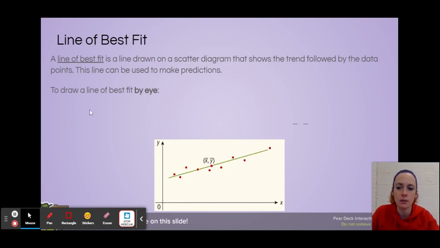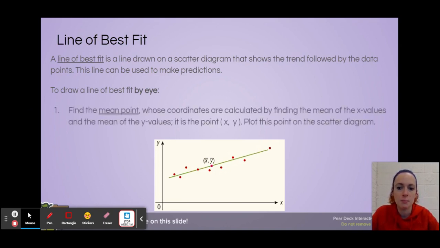So to draw a line of best fit by eye, you'll find the mean point whose coordinates are calculated by finding the mean of the x values and the mean of the y values. You'll see that point written as x with the bar on top and y with the bar on top. And you'll first plot that point on your scatter diagram.